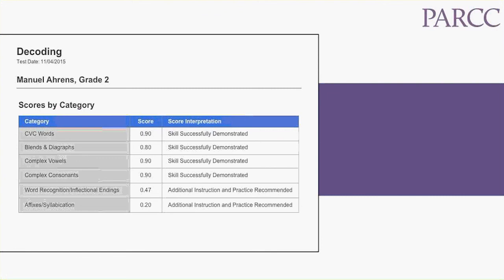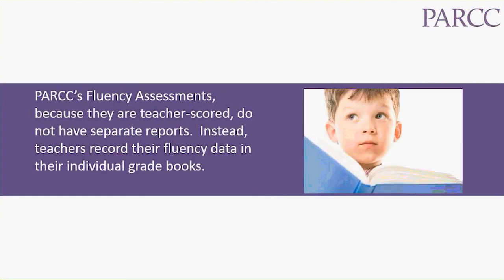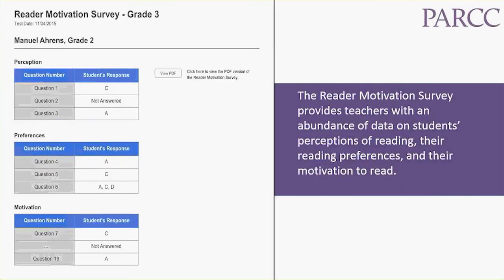And remember that for each of those categories, the teacher can take a look at the skills that are covered under each of those categories and have a better sense of the kinds of skills students are progressing on and which ones they are not. The fluency assessments, because they are teacher scored, do not have separate reports. Teachers instead will be able to record their fluency data in their individual grade books as they go.